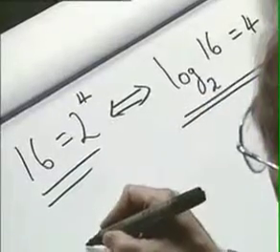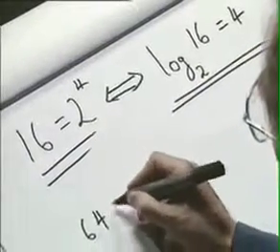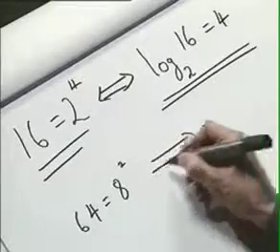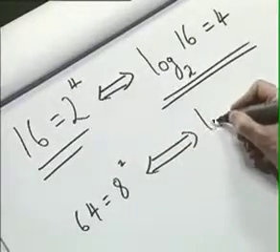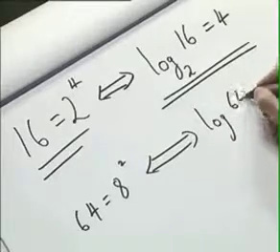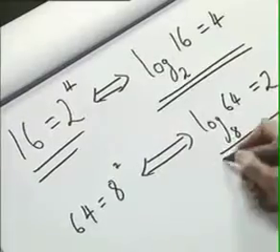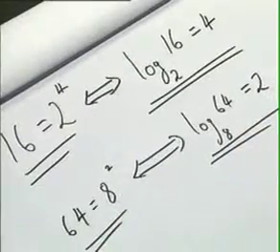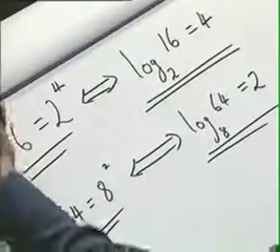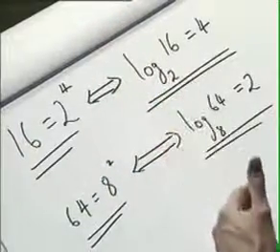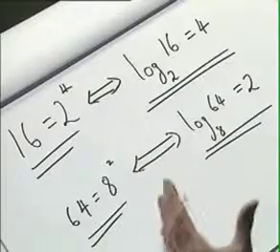So if I say that 64 is 8 to the power 2, that is exactly the same as saying that the log of 64 to base 8 is 2. These two statements are exactly the same. So if I write a statement down this side, it's exactly the same statement written down here. They both mean the same thing.